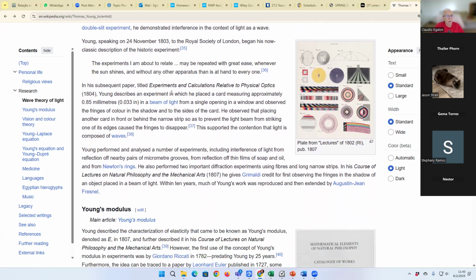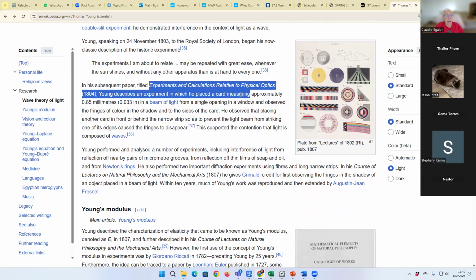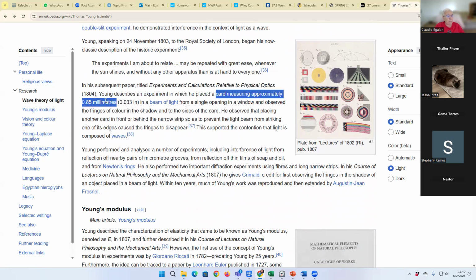In the subsequent paper titled Experiments and Calculations Relative to Physical Optics, Young describes an experiment in which he placed a card measuring approximately 0.85 millimeters. 0.85 millimeters is on the order of 850 microns. Okay, notice that he did not use a slit, because we didn't have the technology at that time to do the experiment with a slit, okay? Instead, he used cards that were very thin, and they could behave like a double slit, okay?